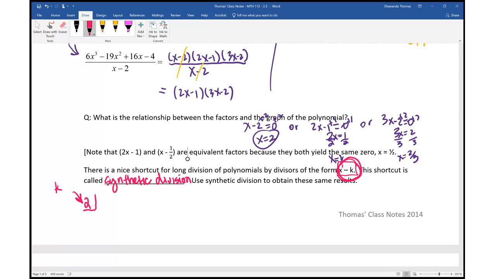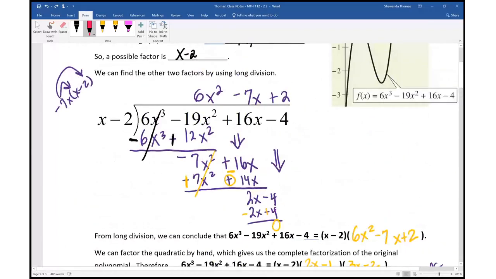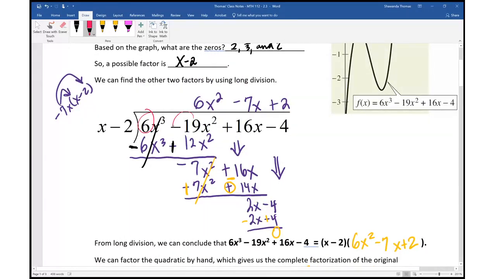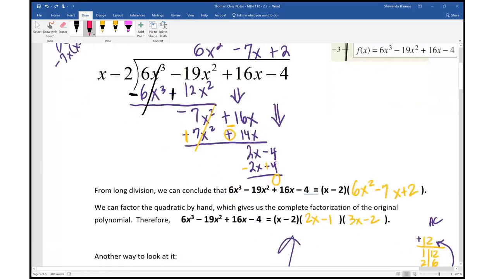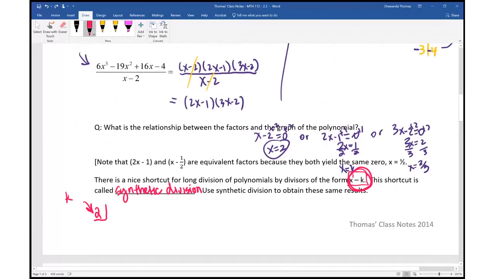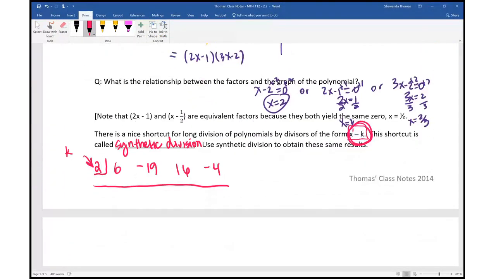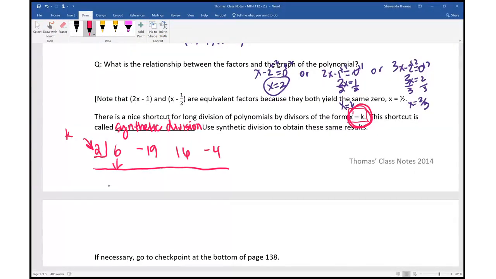And then across here, you're going to write down the coefficients 6, negative 19, 16, and the constant negative 4. So only the coefficients and the constant will go in synthetic division. So again, 6, negative 19, 16, and negative 4. And then we draw a line, giving a little space in between the number and the line. We always drop down the first number, 6.